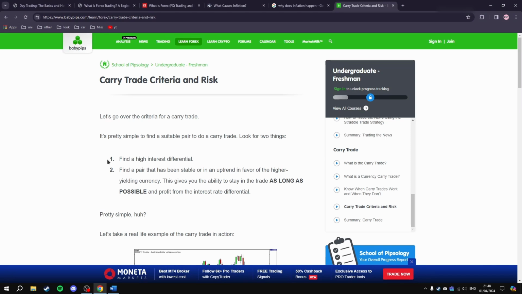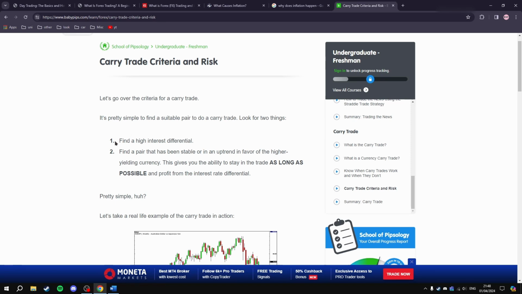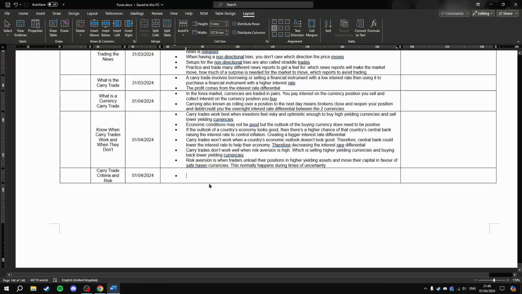Let's go over the criteria for a carry trade. It's pretty simple to find a suitable pair to do a carry trade. Look for two things. Find a high interest rate differential and find a pair that has been stable or in an uptrend in favour of the higher yielding currency. This gives you the ability to stay in the trade as long as possible and profit from the interest rate differential.